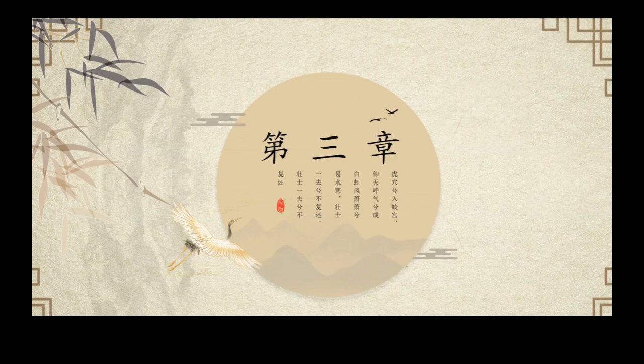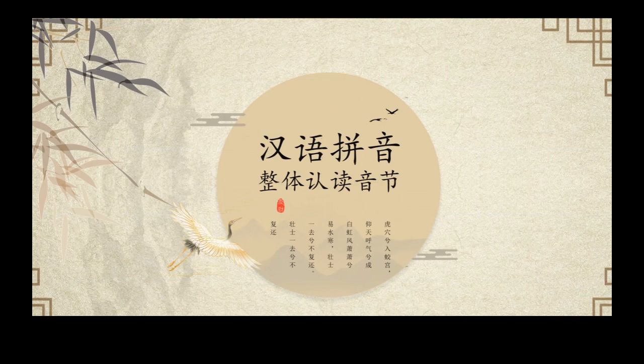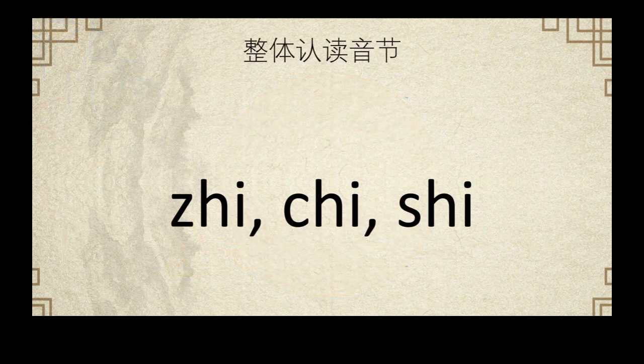And finally then, let's put them together in what are known as the zhengti renduyinjie. These are almost like full syllables. So these are some that are fully formed. Let's have a look. Zhi, chi, shi. You might recognize that sound from when we did the opening letters. Now I'm adding in the rhyme as well for the full word.